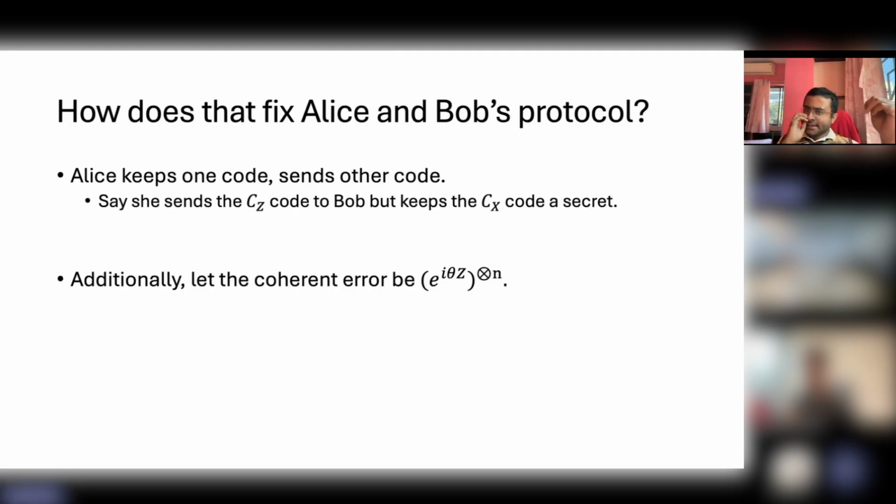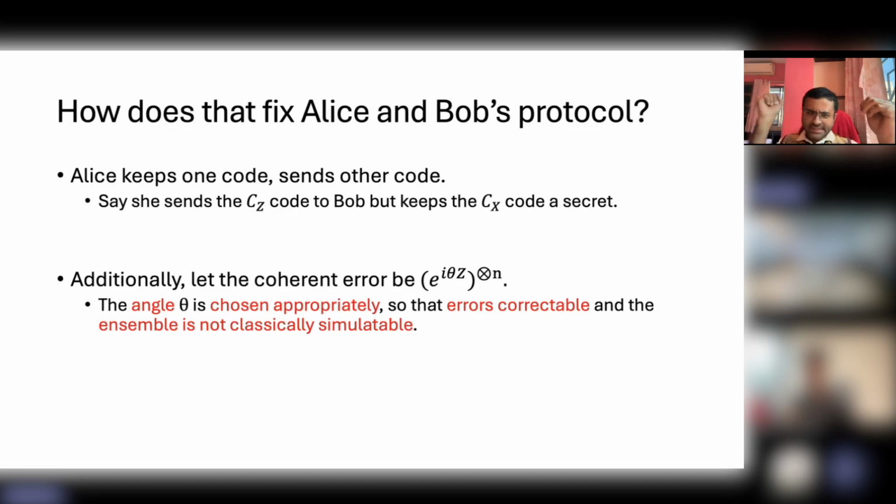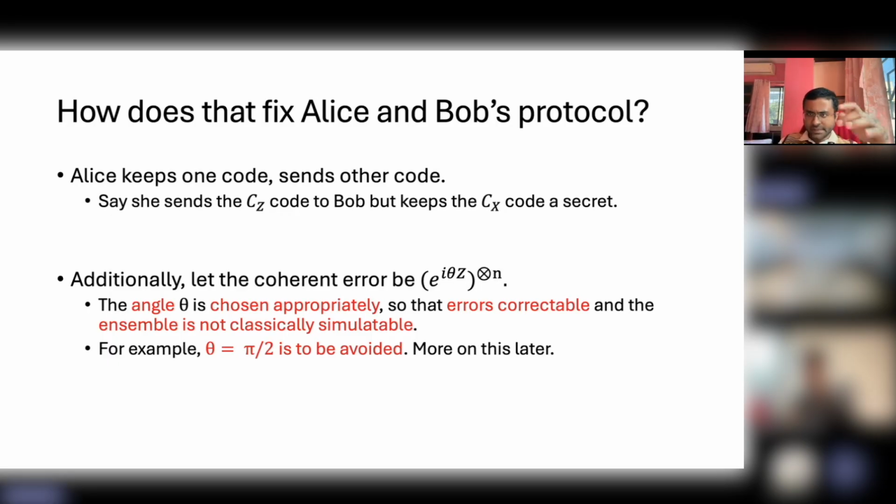And additionally, let the error be e to the i theta Z on all the n qubits. And the theta is chosen appropriately, satisfying some constraints. And so pi over 2, for instance, is a bad choice, but we'll go into that later.